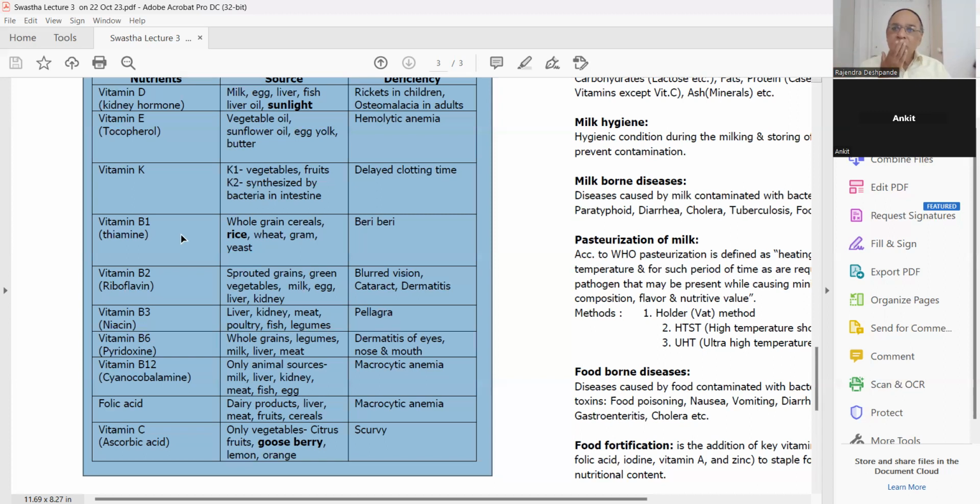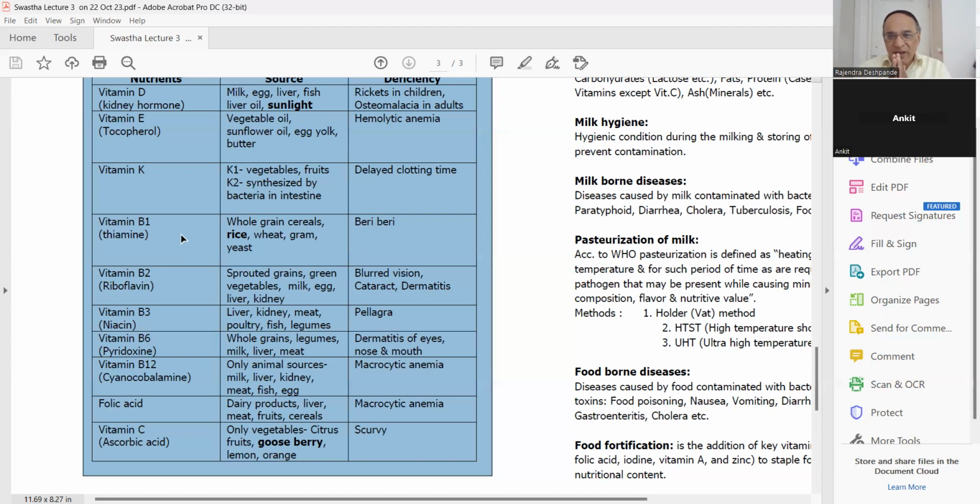But B1, OMG, oh my God. If you give the injection without testing, the patient can die. OMG, oh my God. The patient can die because of anaphylactic shock. Anaphylactic shock because of the B1.